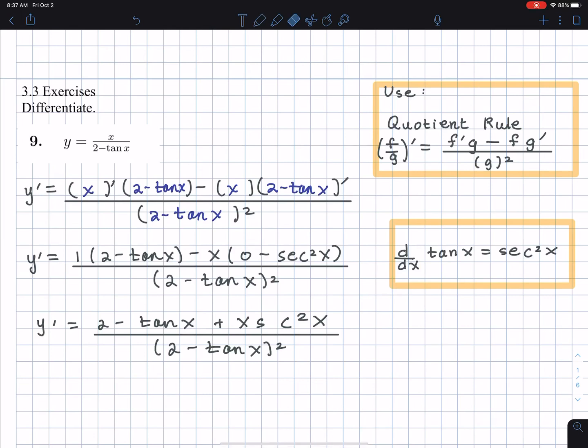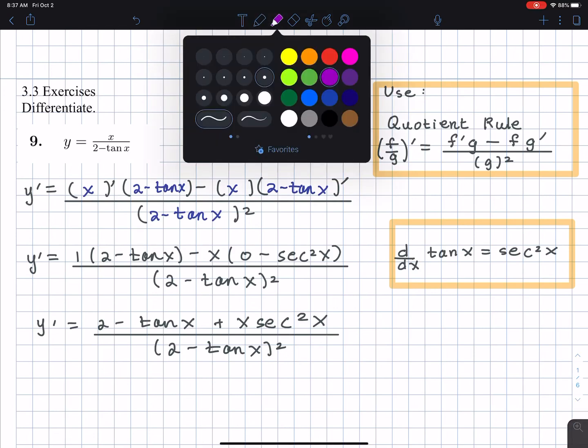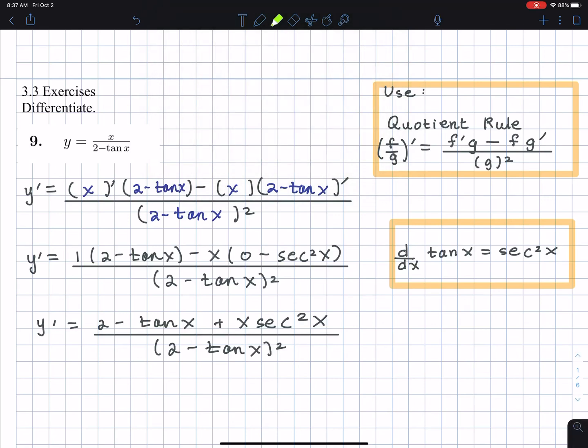I could go back and make my writing a little neater, but that's really all there is to that problem. Sort of a short problem.